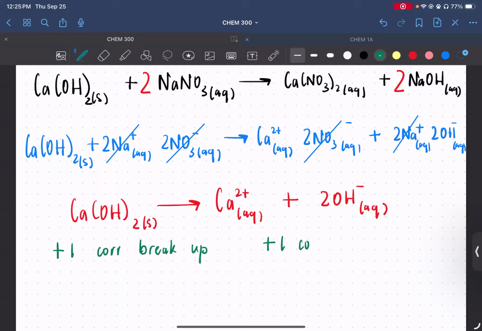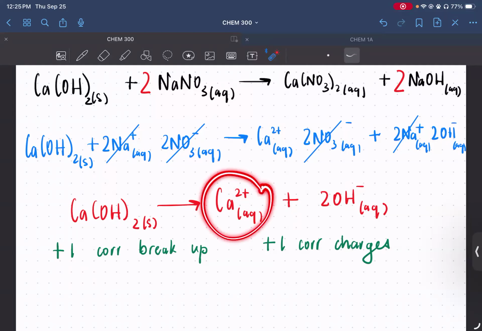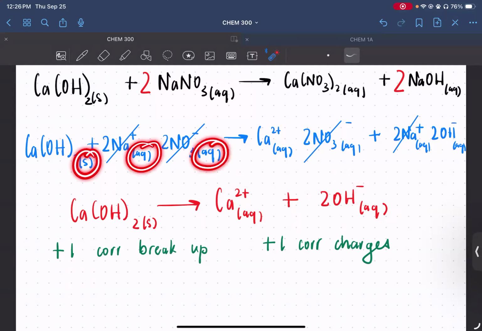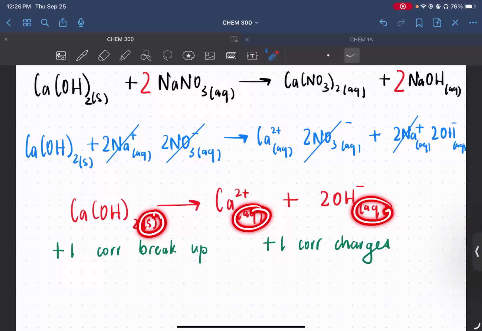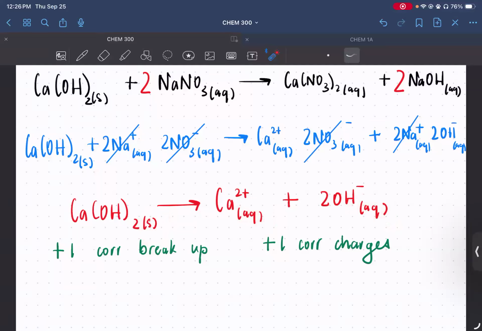I'm also looking for correct charges. Meaning if you forgot to write the 2+ here, I'd probably take off half credit. If you forgot all of the charges, I would take off a full point. So I need to know that you clearly recognize what is being broken up and what the charges are. As you'll note, when writing the complete ionic equation, it can get really congested really quickly. So sometimes on my practice problems, I'll say specifically, no state symbols are needed in the ionic equation, just to reduce congestion.